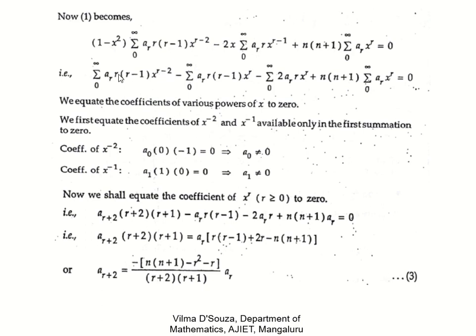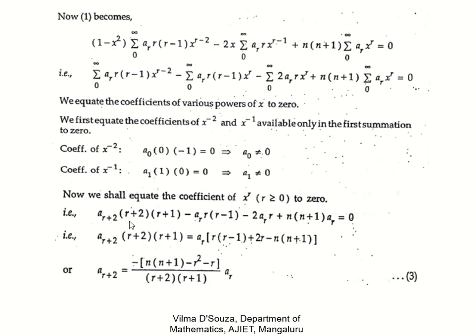r plus 2 minus 1, that is r plus 1. So a(r+2) into (r+2) into (r+1), minus, (r minus 1), coefficient of x power r, r into (r minus 1), and here minus 2 a_r into r, and here plus n into (n plus 1) a_r. Okay, that is all coefficient of x power r.